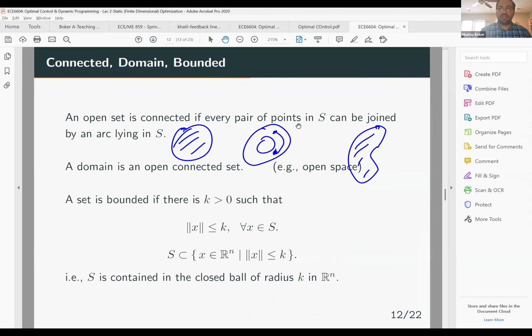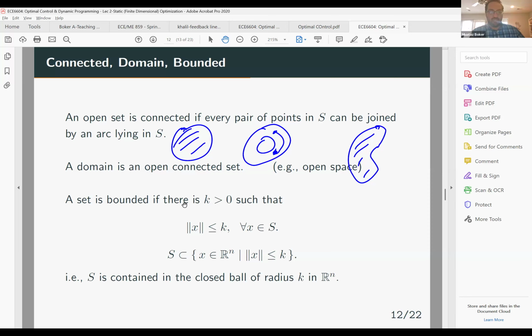If every pair of points in S can be joined by an arc lying in S. Yeah, this is the key here. The arc has to be in S for us to call that set connected. A domain is an open connected set, right? Also known as open space.